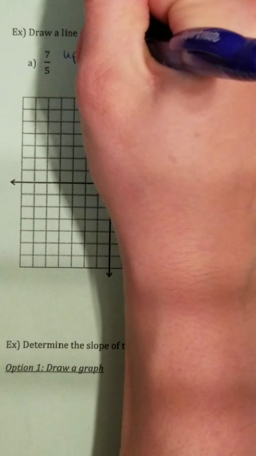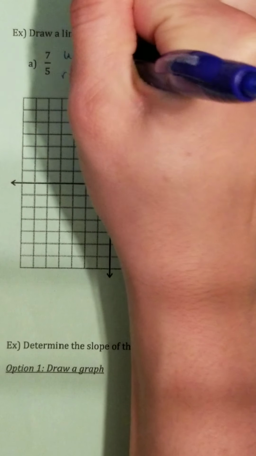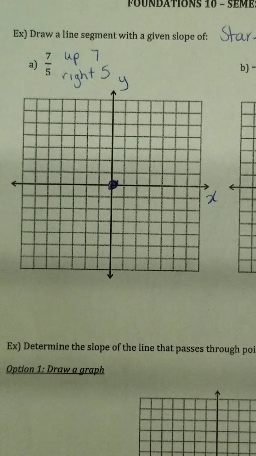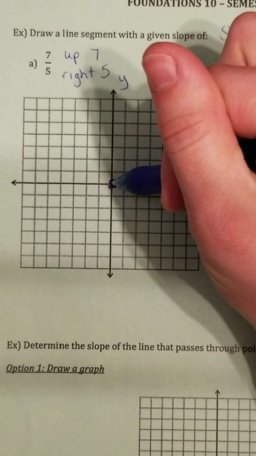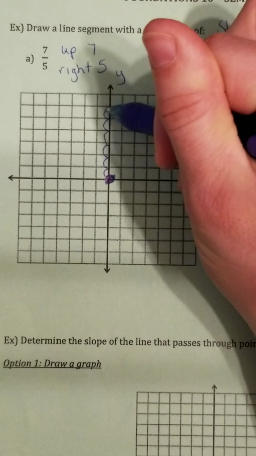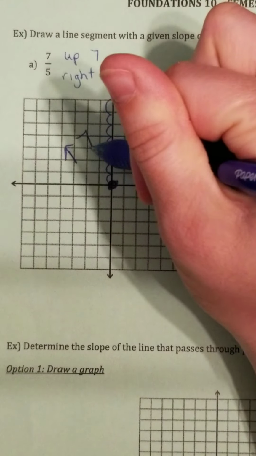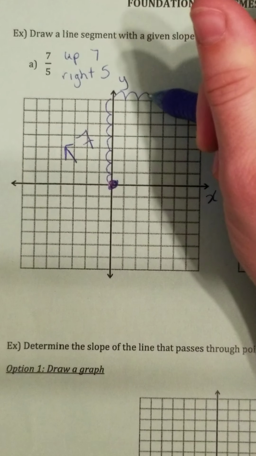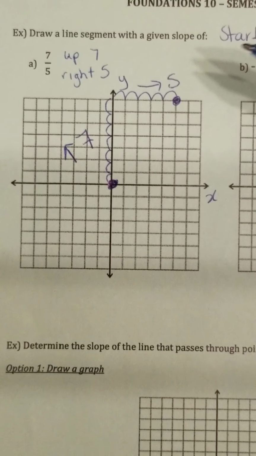That means I have to go up 7 and then to the right 5 because they're both positive. So from here I go up 7. I hope I have 7 spots. 1, 2, 3, 4, 5, 6, 7. So I end up at the very top. So that's my up 7, and 1, 2, 3, 4, 5. That is to the right 5.